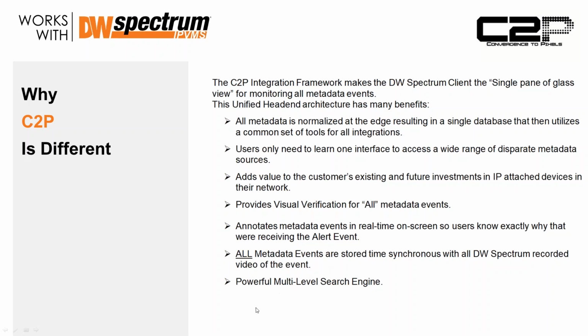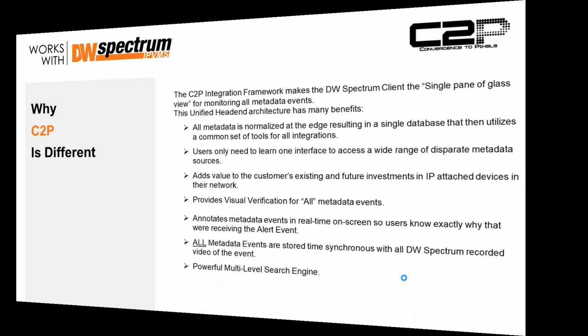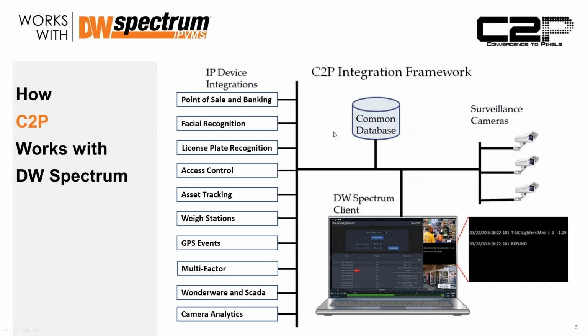Just that important when you're talking about text, and then a powerful multi-level search engine. We call it our hyperlinks search engine, hypermedia search engine. And that's because any piece of text we receive is immediately hyperlinked to the video of that event. So it makes it really easy to search for a piece of text and then immediately get the video of that event.